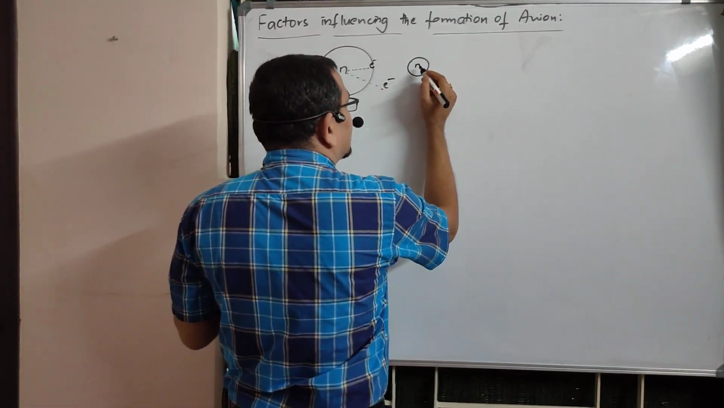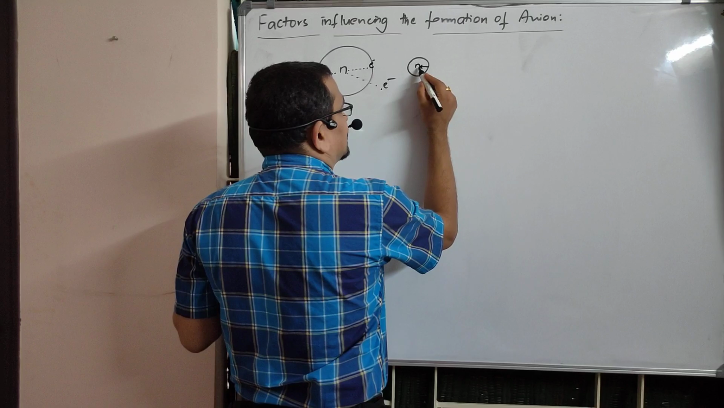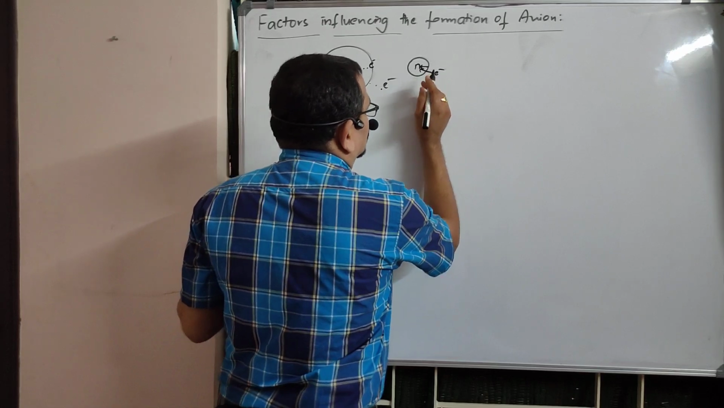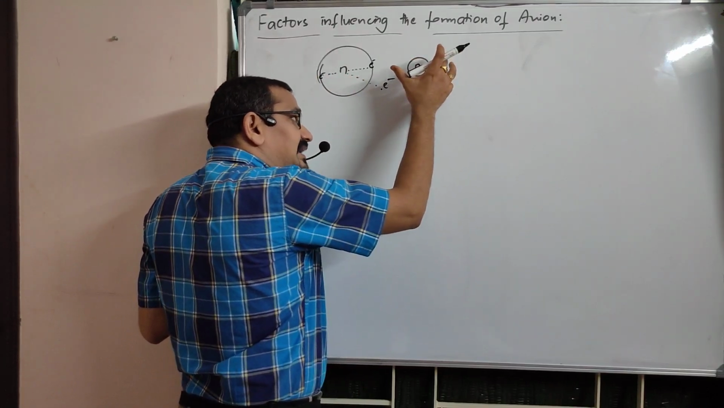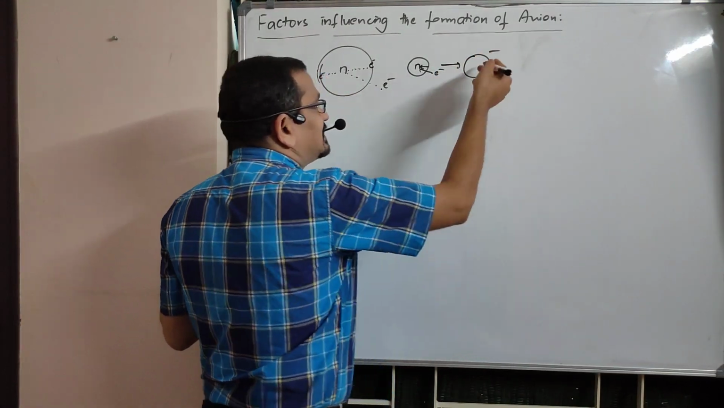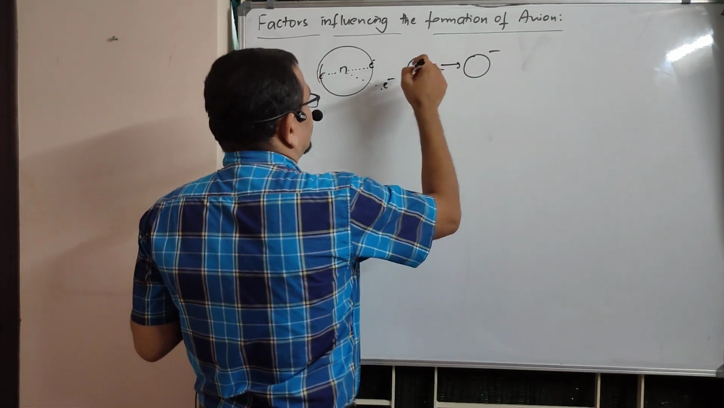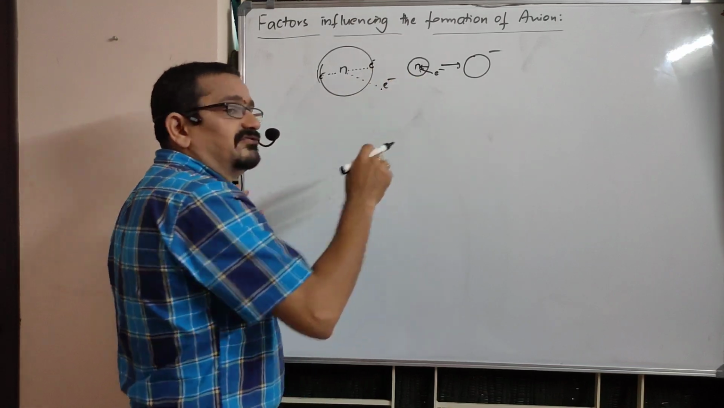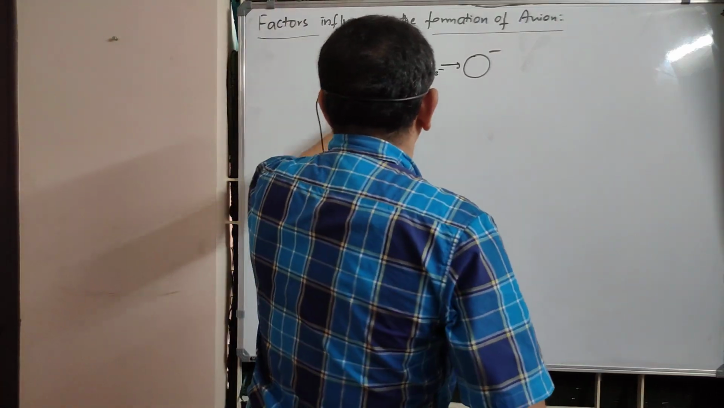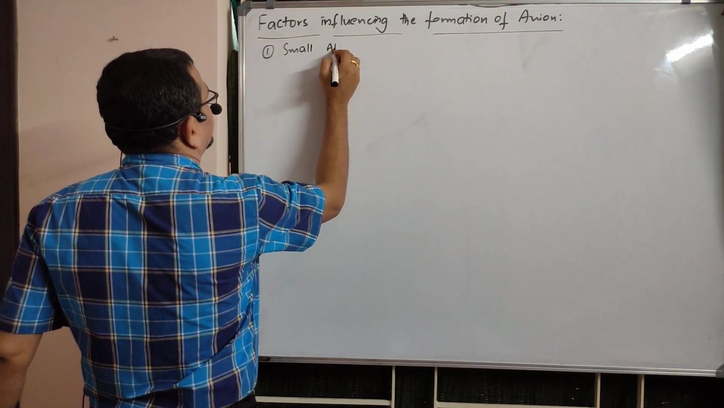When it comes to the smaller atom, its nucleus is firmly holding its own electrons, and because of that its influence is also high on outer electrons. So the nucleus of a smaller atom can effectively attract an outer electron and thus form an anion. Obviously an anion is larger in size than its parent atom. We discussed that. So among a larger atom and a smaller atom, which can readily form an anion? The smaller atom. So the first factor that influences the formation of an anion is small atomic size.